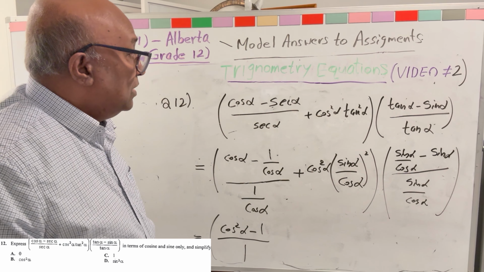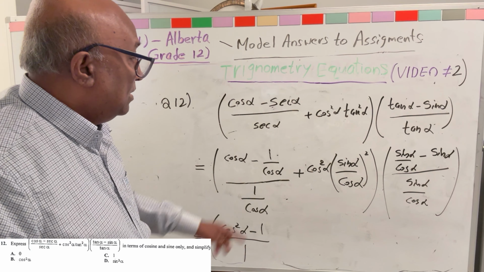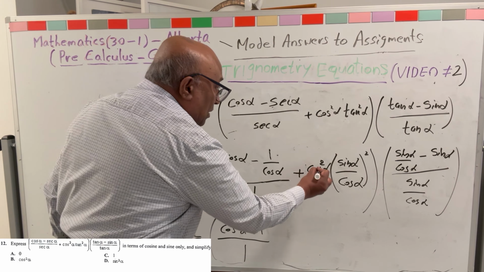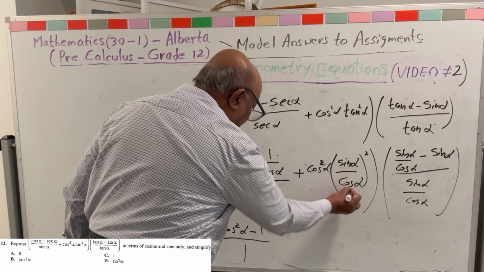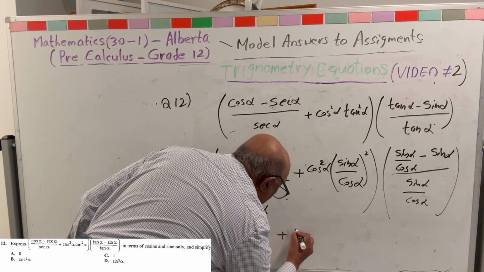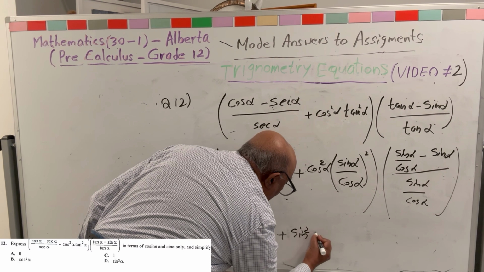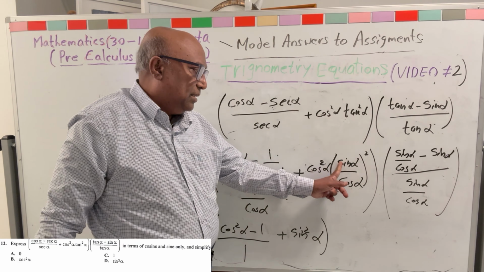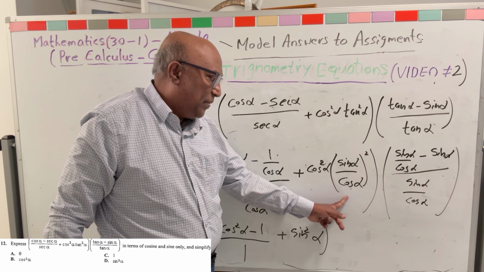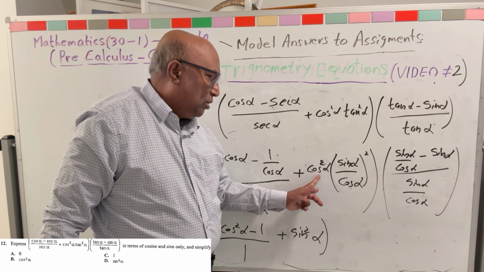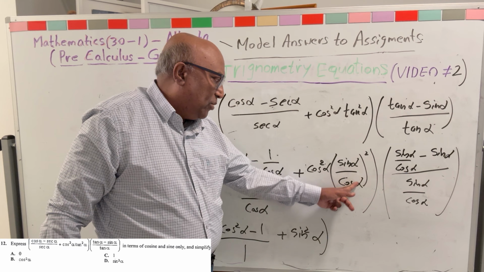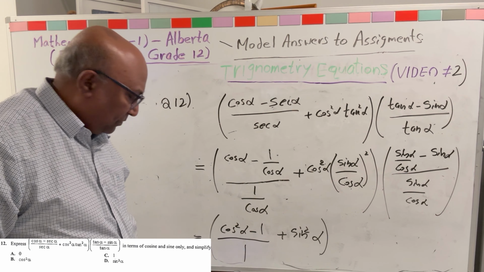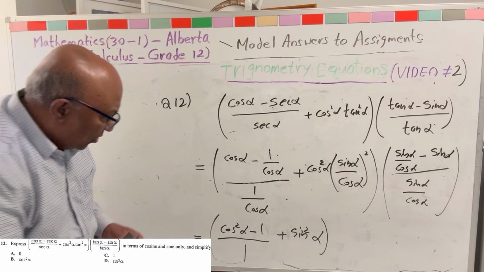Then what happened here? Cos squared alpha divided by cos squared alpha. That means only sin squared alpha remains. This is sin squared alpha divided by cos squared alpha. Then you can cross out cos squared alpha in top and bottom, and you remain with sin squared alpha. That is the first part. Actually, we can ignore this one here.